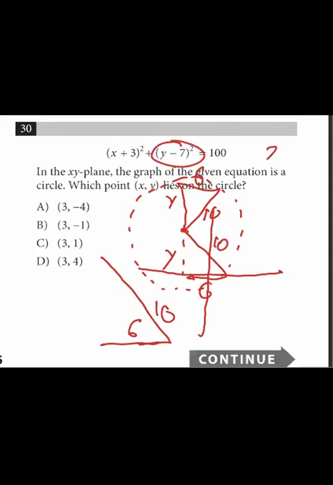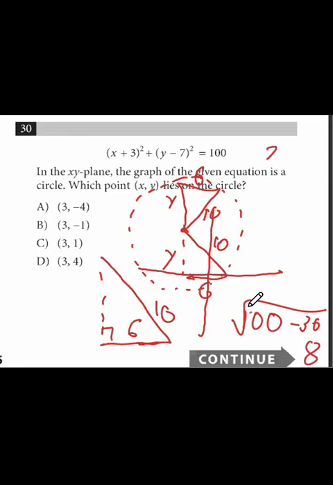In that case, this is just a right triangle, so we can do a squared plus b squared equals c squared. We have 100 minus 36, and then we take the square root of that, which would just be 8. So we just do 7 plus or minus 8 for our answer. That would be 15 and -1.